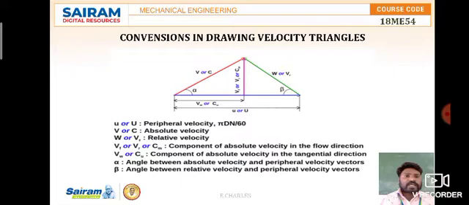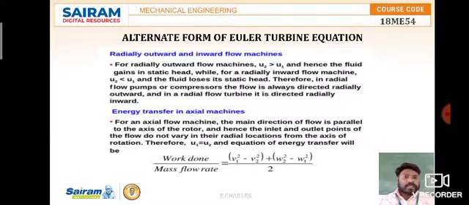Now these are the conventions in drawing velocity triangles. I will explain this in my next video. So till now, what we have seen is the alternate form of the Euler turbine equation.